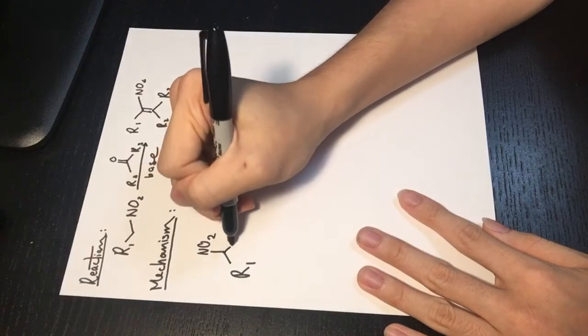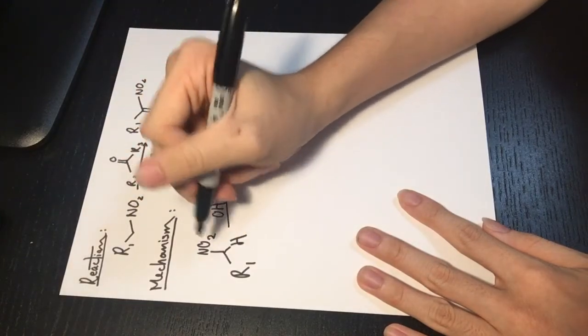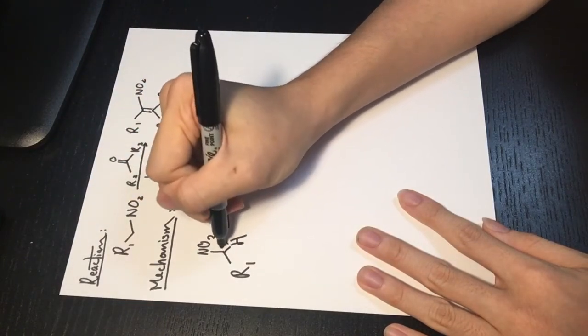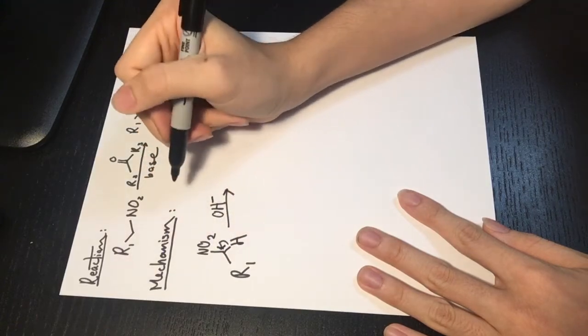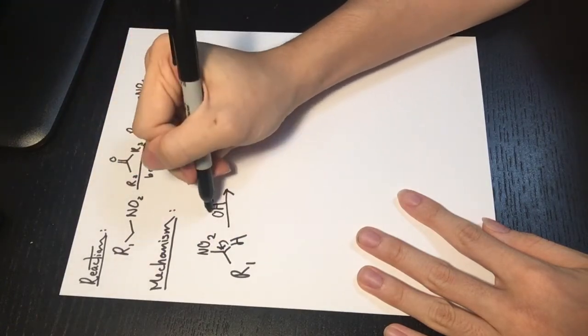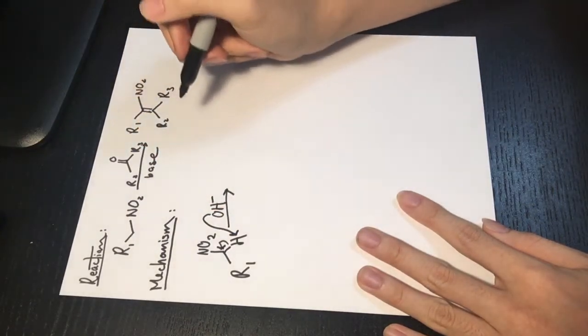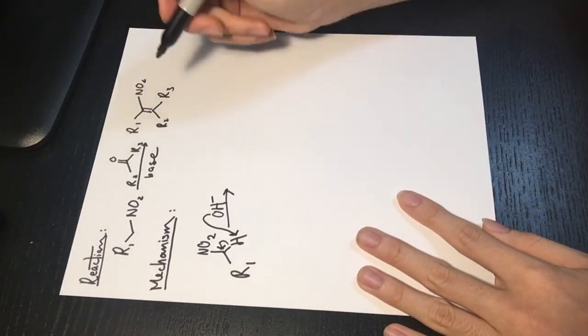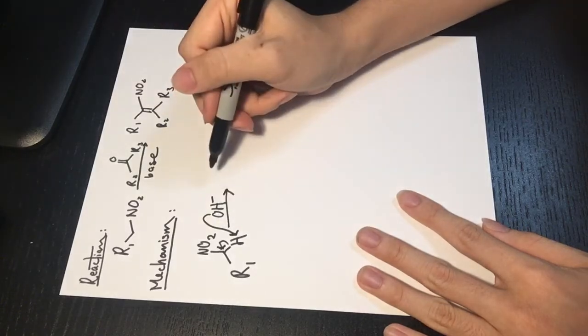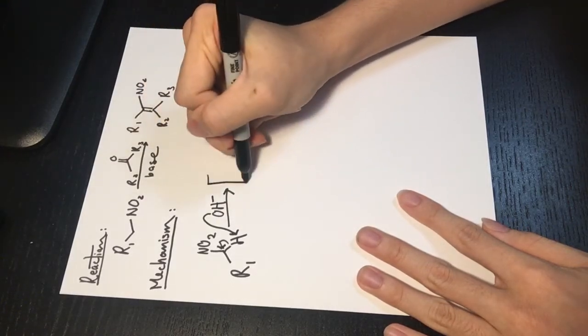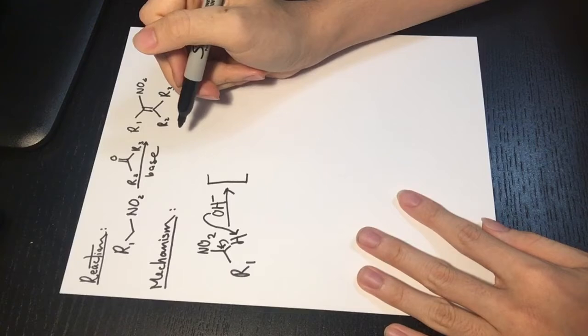So one of these hydrogens is going to basically add electrons to this carbon over here, and the hydroxide, the base, is going to pick up the H, thereby deprotonating the nitroalkane. And what we get from this little reaction over here is a resonance stabilized anionic intermediate.